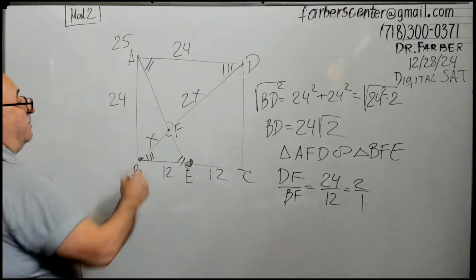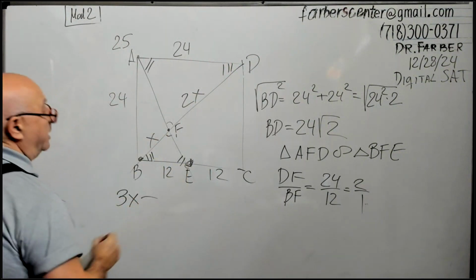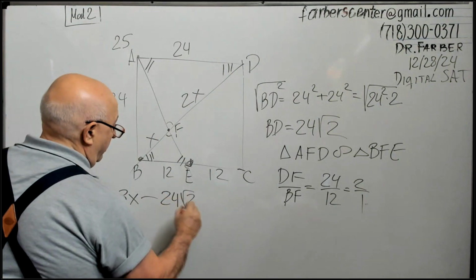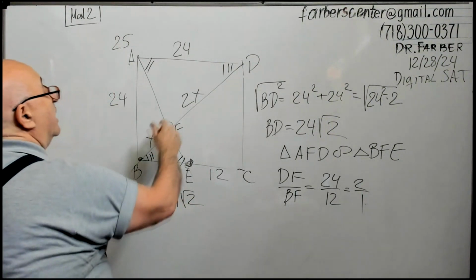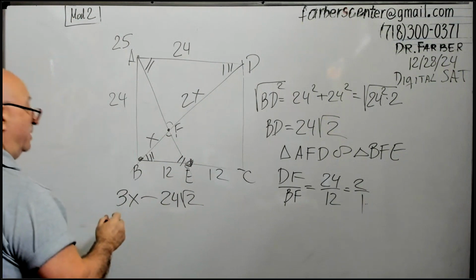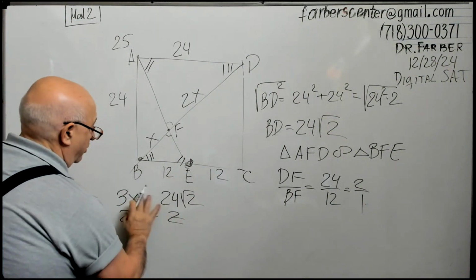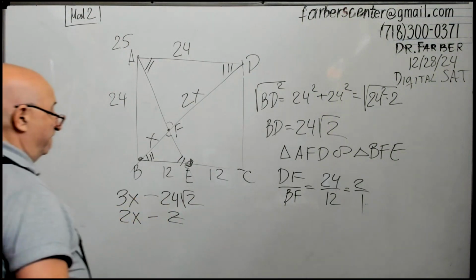And if you add them up, all this diagonal is 3x's. 3x's is 24 square root of 2. And they ask you to find what? FD. FD is 2x's. Z. Or you can from here find x, plug in over there. Use proportion, whatever you like.